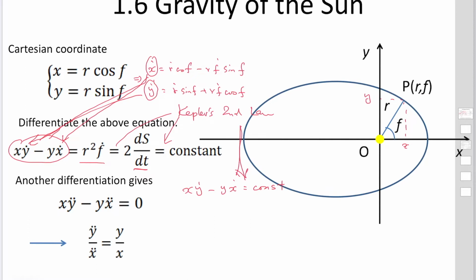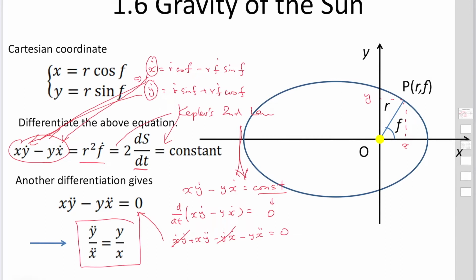Then one more derivative: d/dt of (x y dot minus y x dot). The derivative of the constant value becomes 0. The derivative is x dot y dot plus x y double dot minus y dot x dot minus y x double dot equals 0. The first term and third term are exactly the same and cancel out. Then we have this relation.